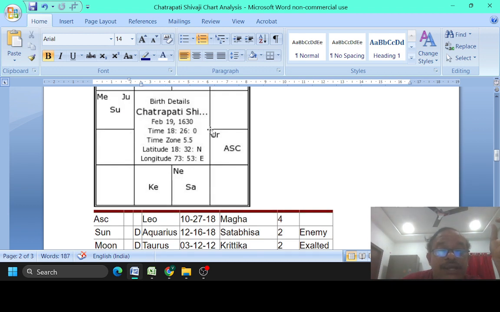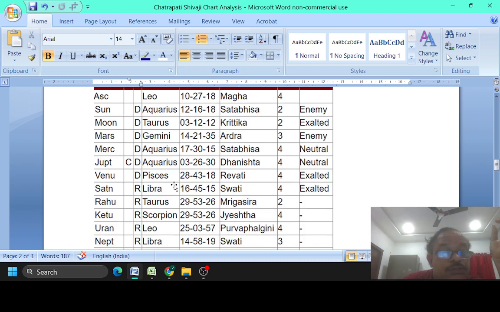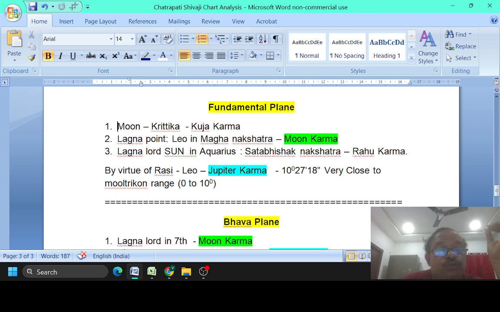And where is the Lagna Lord? Leo is your Lagna, and the Lagna Lord is Sun. Sun is placed in the 7th house in Aquarius, in Satabisha nakshatra. Satabisha carries Rahu karma. So on the fundamental plane, by virtue of the Moon he has Kuja karma, by virtue of the Lagna point he has Moon karma, and because of the Lagna Lord Sun's placement in Aquarius under Satabisha nakshatra, he is going to carry Rahu karma.